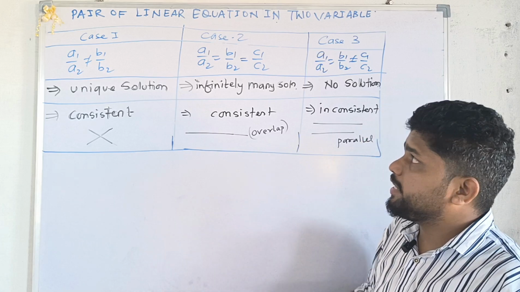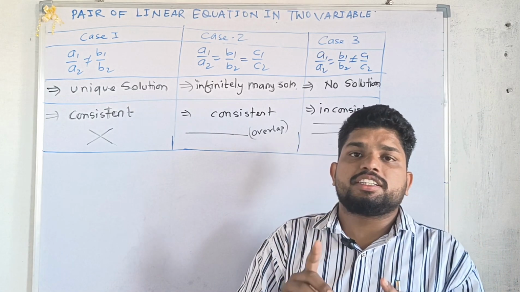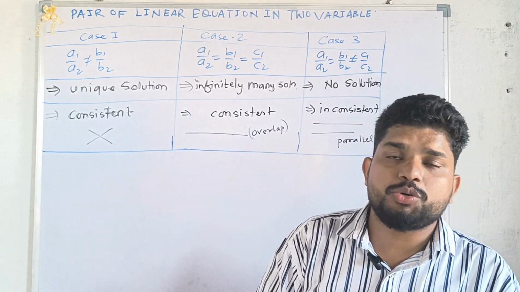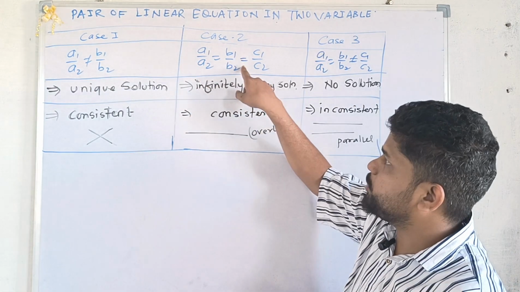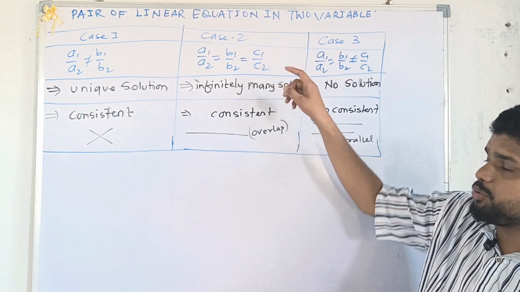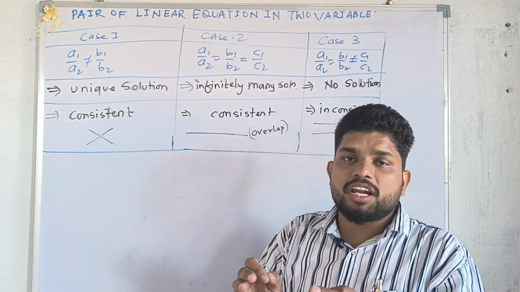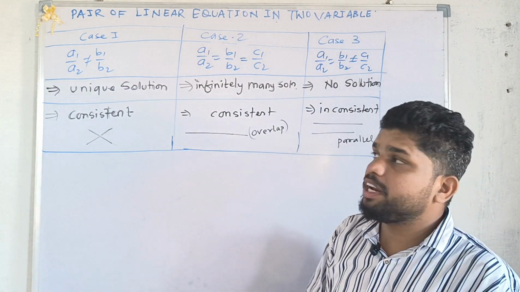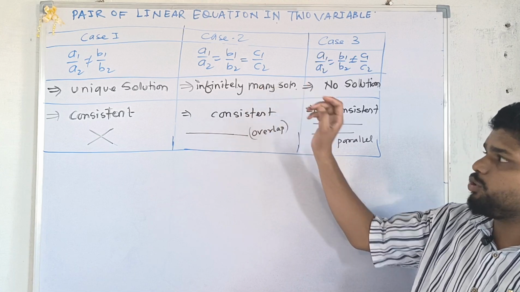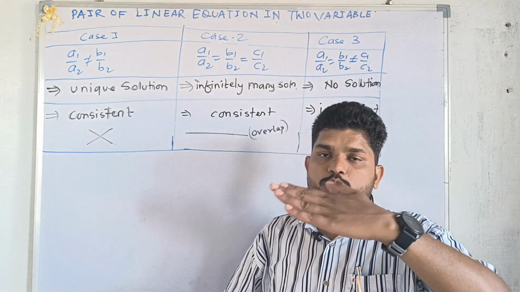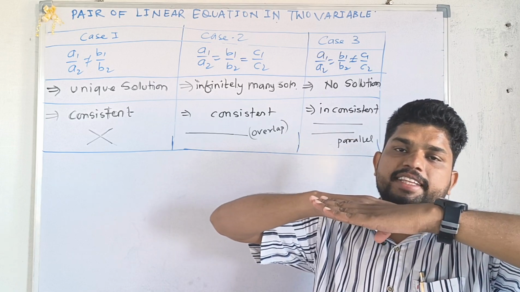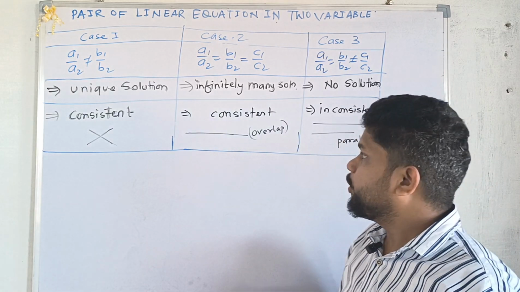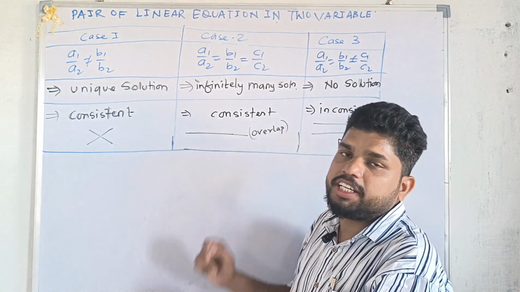Similarly, if all three ratios are equal, that is A1 upon A2 is equal to B1 upon B2, which is equal to C1 upon C2, in this case, the pair of linear equations in two variables will have infinitely many solutions, and the graphs of both will overlap each other, and they will have infinitely many solutions. And they are called consistent.